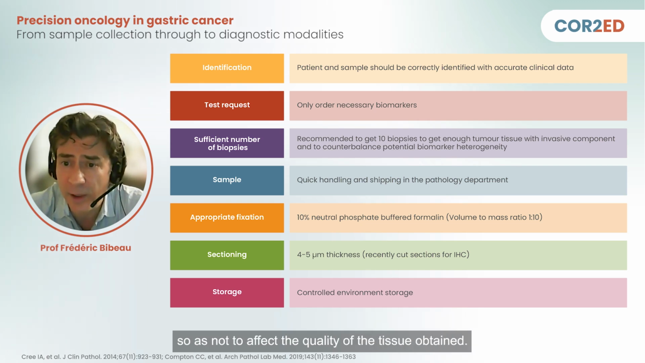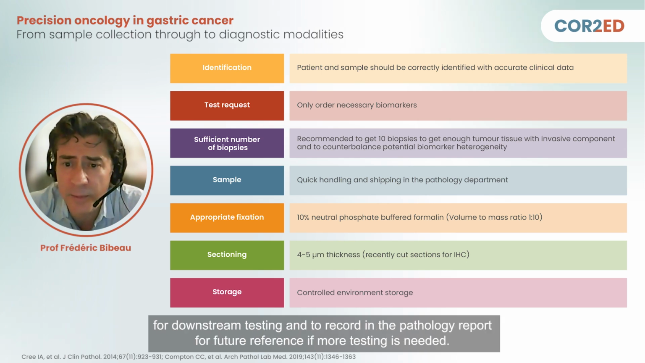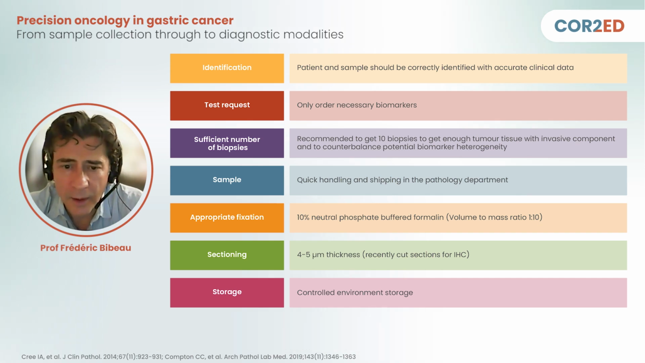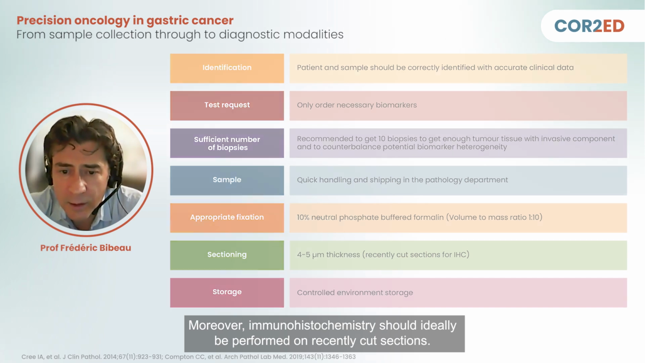If reflex testing is not initially performed, it is recommended to identify which are the most optimal samples or blocks for downstream testing and to record in the pathology report for future reference if more testing is needed. Moreover, immunohistochemistry should ideally be performed on recently cut sections.